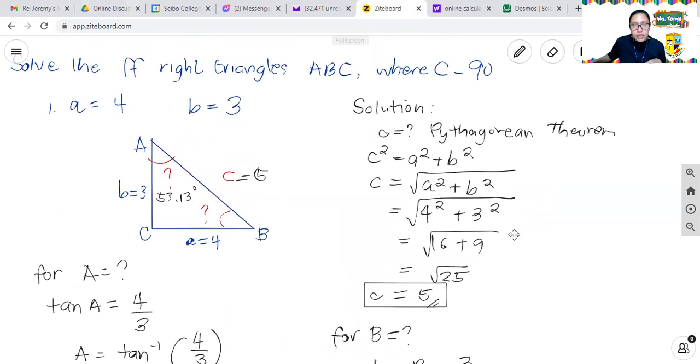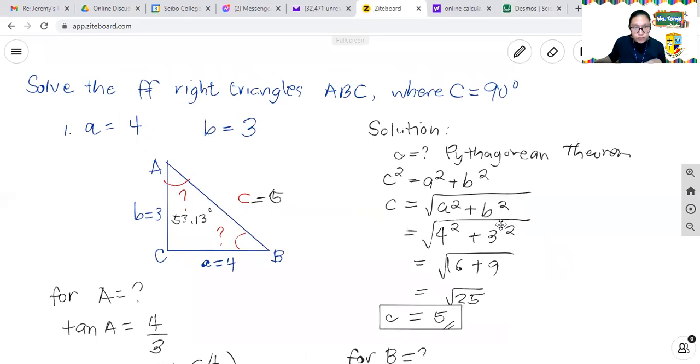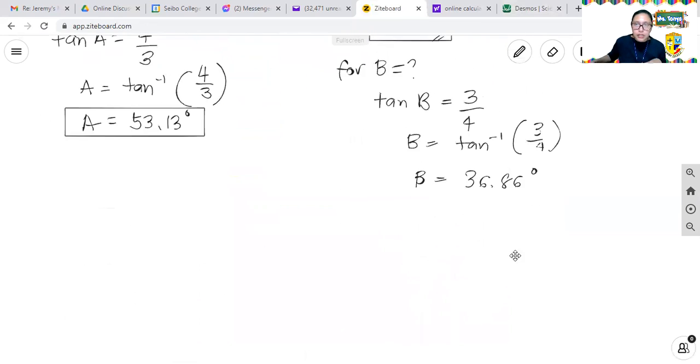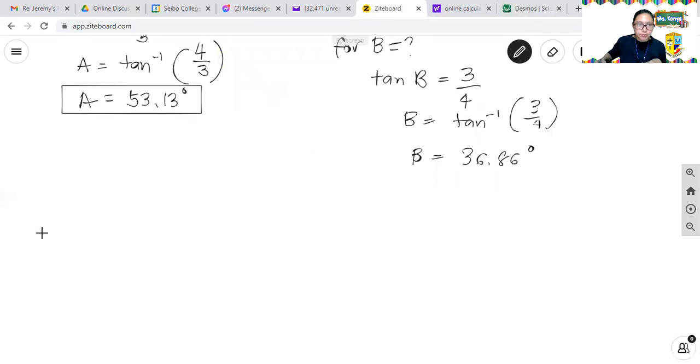So again, a right triangle can be called solved if the three sides and the three angles are known. Let's have another example. Let's have a right triangle whose given information are A is 30 degrees and the side B is 15 units.